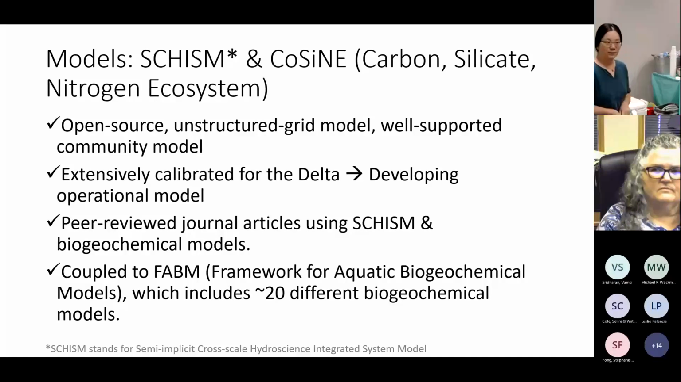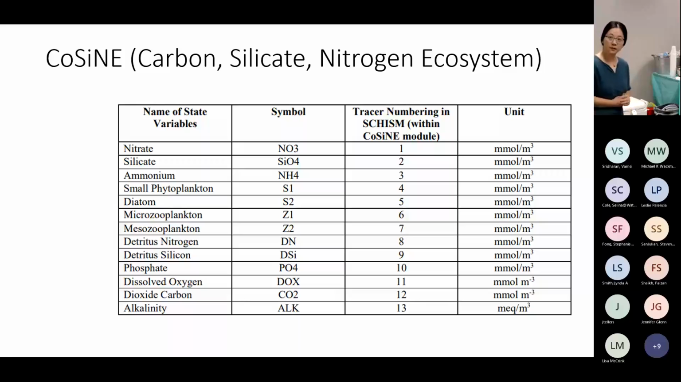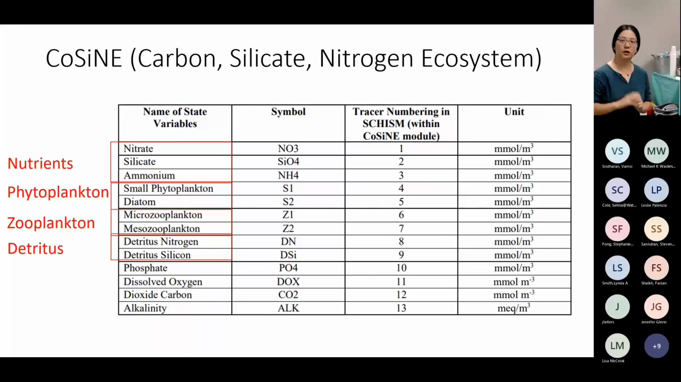The biogeochemical model we're using is a very simple model called CoSiNE. It has 13 variables. In my opinion, it's really just the minimum list of biogeochemical variables you need to model the system. It is super nice to use, and you can extend it. It includes the 4 components I mentioned on my first slide: nutrients, phytoplankton, zooplankton, and detritus.